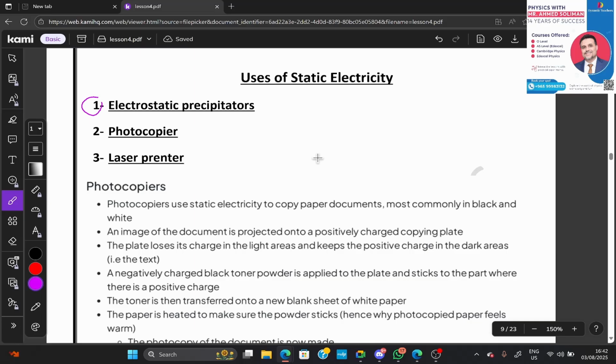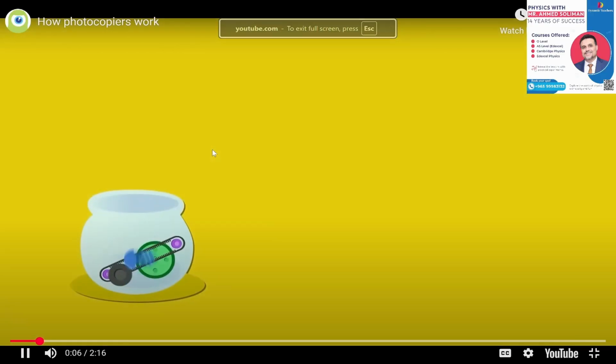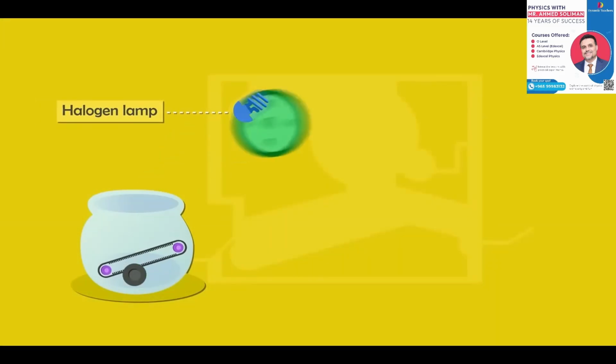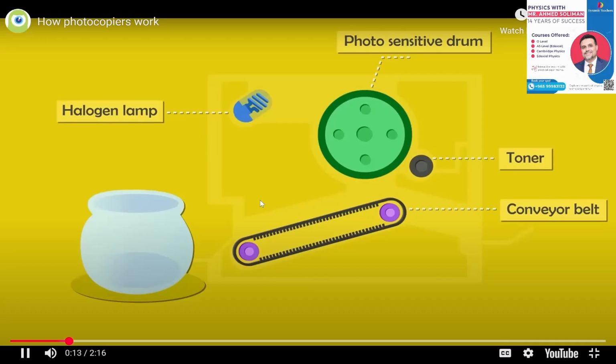Bara, do you understand the electrostatic precipitator? Yes. This is the first use of static electricity. So if he asks you for two uses of static electricity, we have three. You can choose any two. After that, the photocopier, how we can make a copy for you. The photocopy machine has the following important components: a halogen lamp, a photosensitive drum, a toner or ink drum, and a conveyor belt for loading.